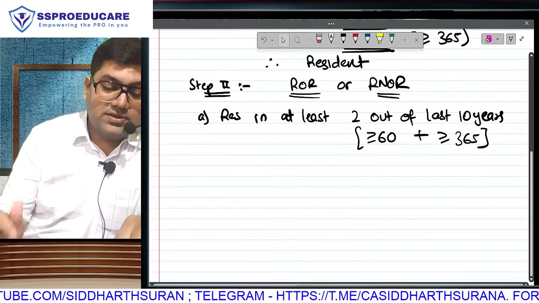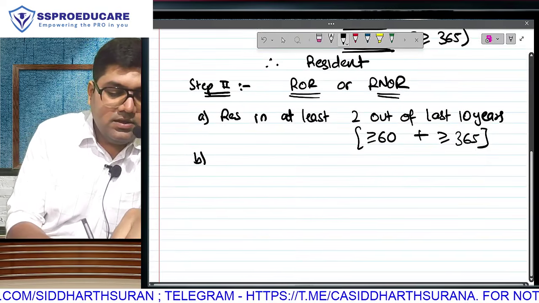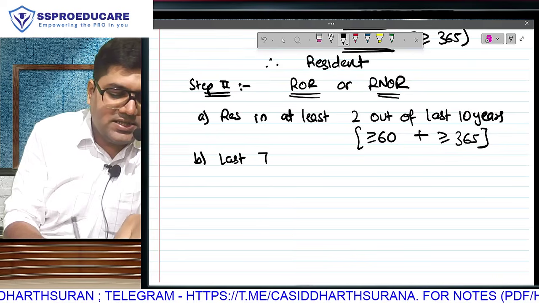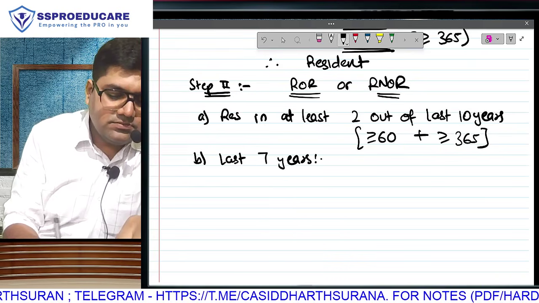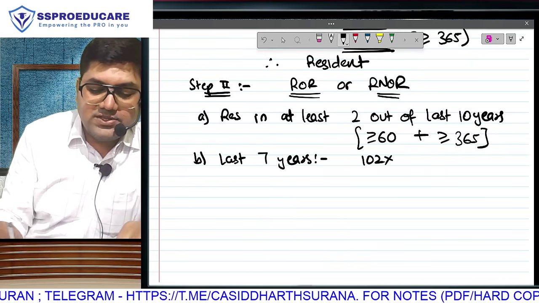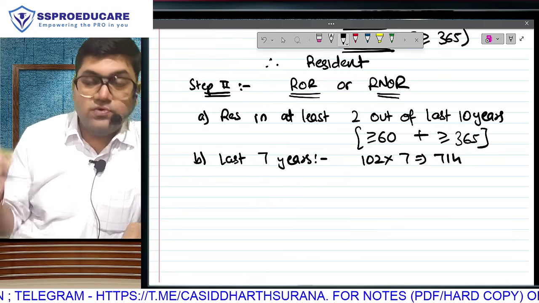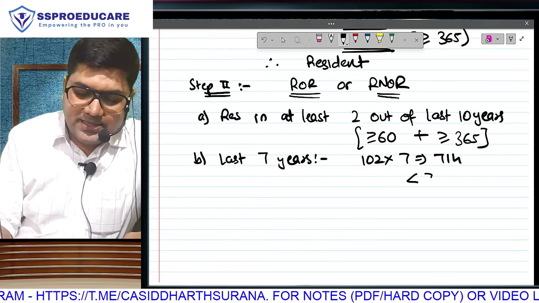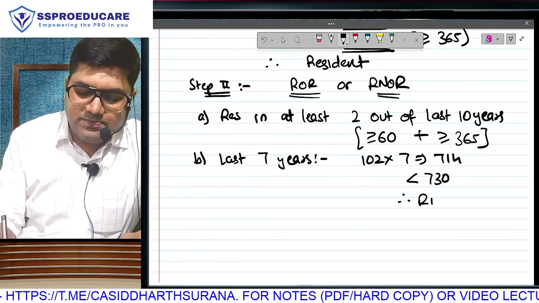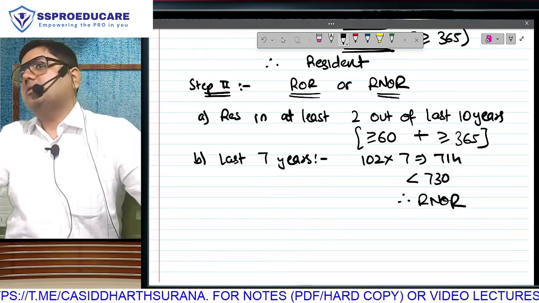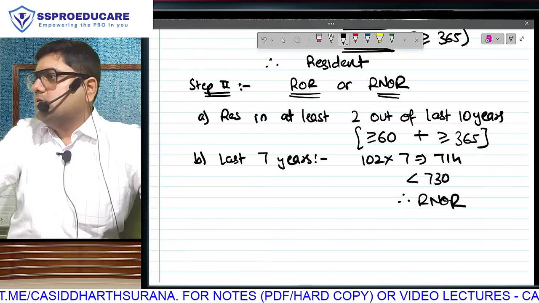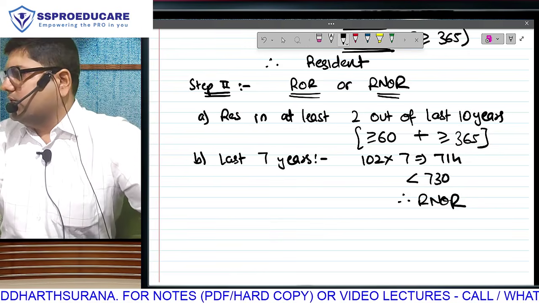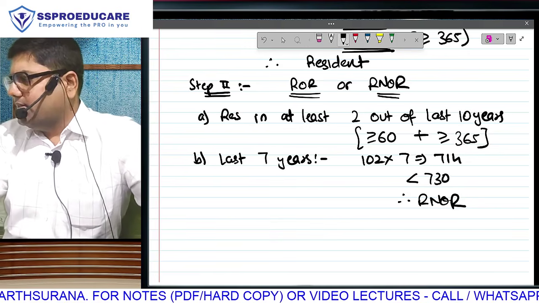But what is the second condition? 730 days or more during the last 7 years. Go and check his stay for the last 7 years. Every year 102, total 714. What's your conclusion? Less than 730. Therefore resident but not ordinarily resident. Understood? So at the end of the day, the question is, do we know the conditions? If we know the conditions, we will be able to solve anything and everything.